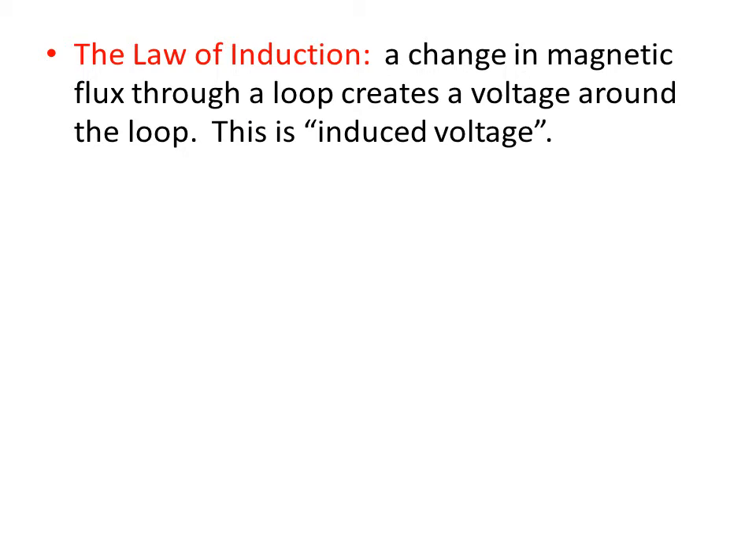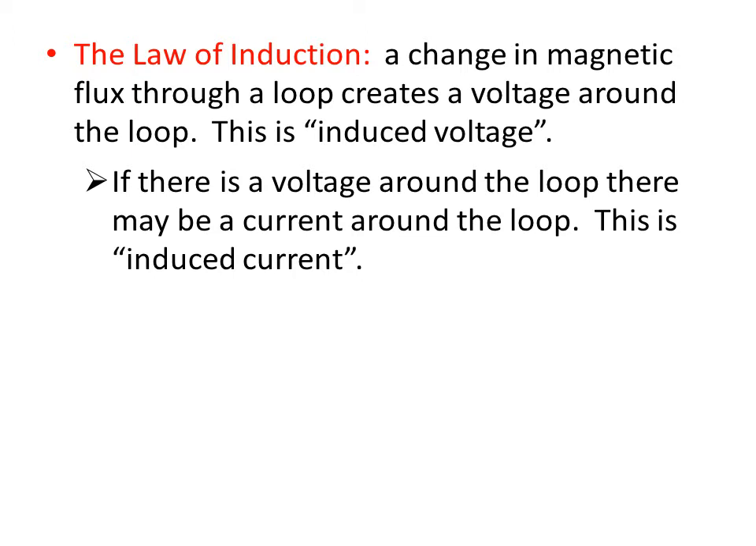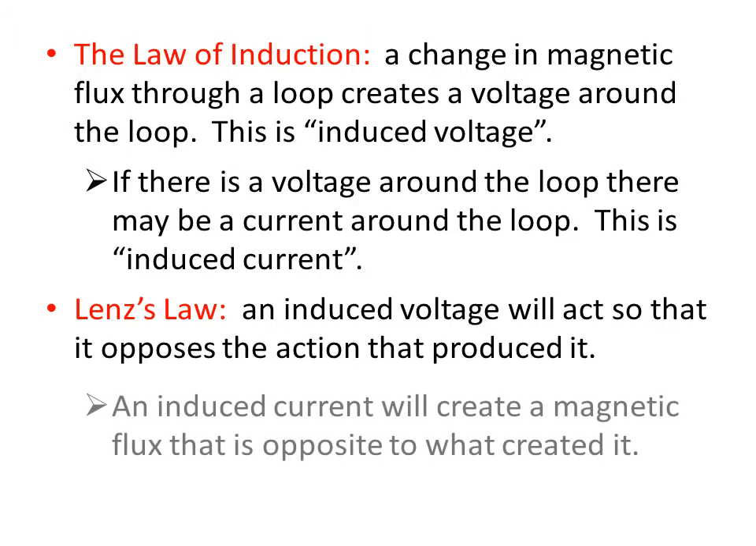A change in magnetic flux through a loop creates a voltage around the loop. That's called the induced voltage, or EMF. If there is a voltage around the loop, there would be a current around the loop. If that current exists, you call it the induced current. That's part one. Part two is called Lenz's law. And it says that the induced voltage will act so that it opposes the action that produced it.